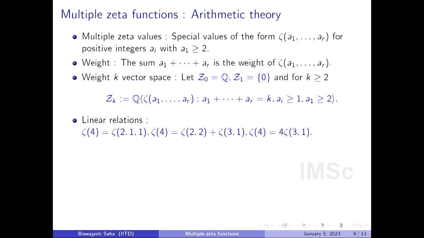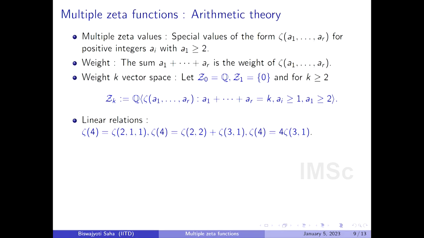Okay, so that's my space ZK. And again, as I said, since we have made this setup, we are going to see more and more relations. So what are a few relations? A few relations are like zeta(4) = zeta(2,1,1), zeta(4) = zeta(2,2) + zeta(3,1), zeta(4) = 4 times zeta(3,1).